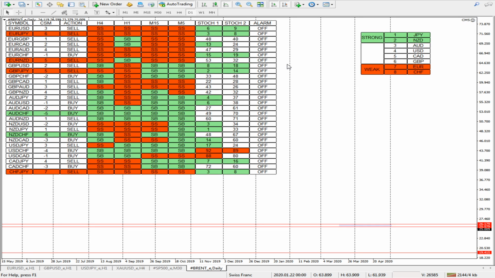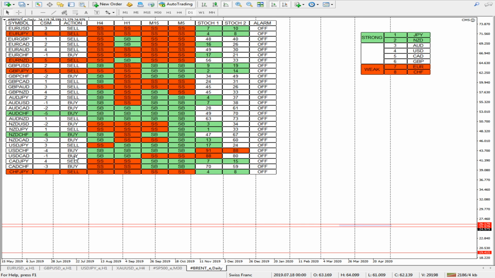Then we also have the trend. We have Euro USD where we have an active downtrend. We have Euro JPY, an active downtrend. We have Euro AUD, an active downtrend. We have Euro CHF, an active downtrend. And then we have GBP AUD, an active downtrend. Then we have AUD CAD, AUD CHF, Australian dollar, New Zealand dollar. We have all of them being in an active uptrend.